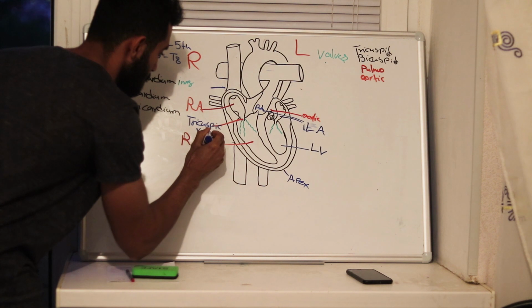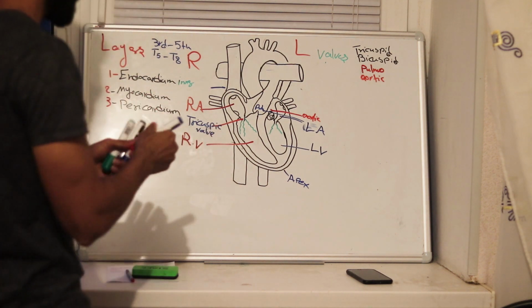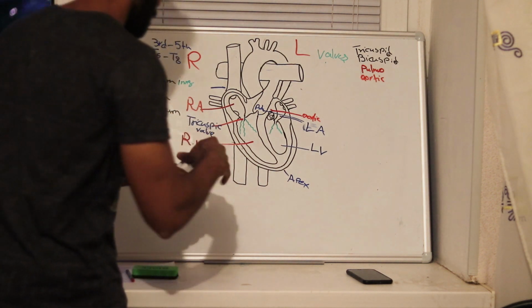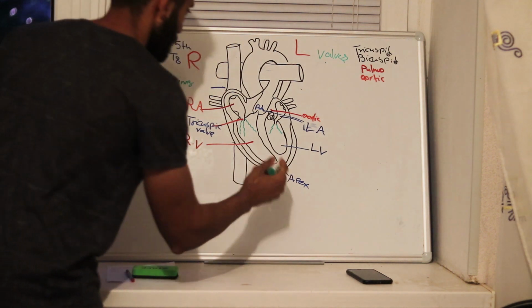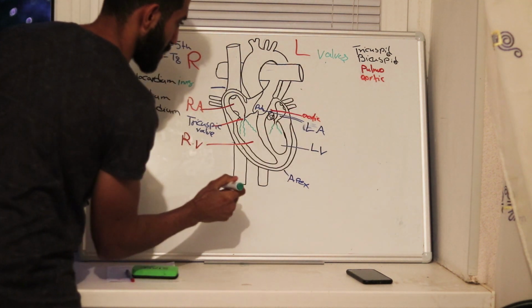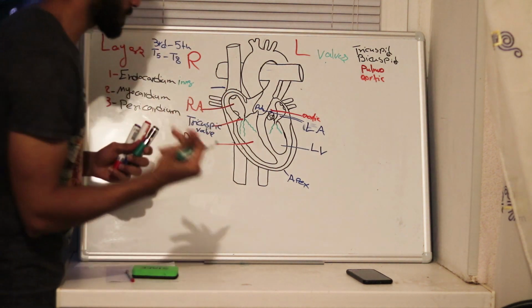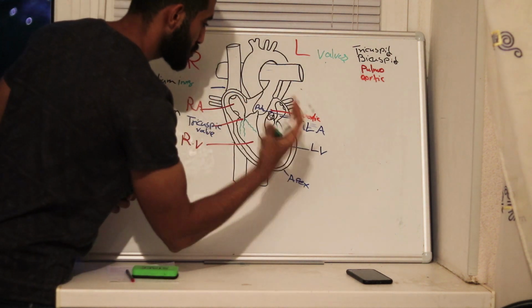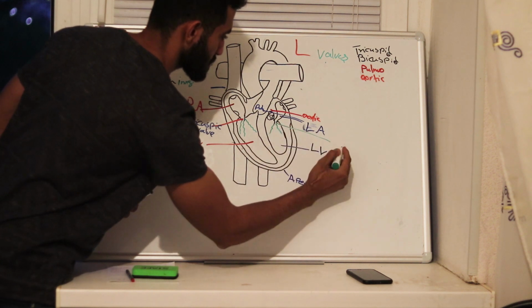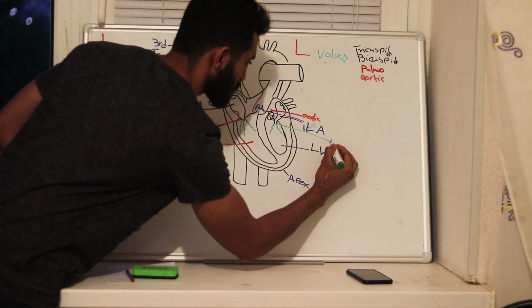Tricuspid valve. And to the left side, we have exactly the same between the left atrium and the left ventricle, a valve. But it's not tri, it's bi. So that means we have two cusps. Two cusps, we say it's bicuspid.